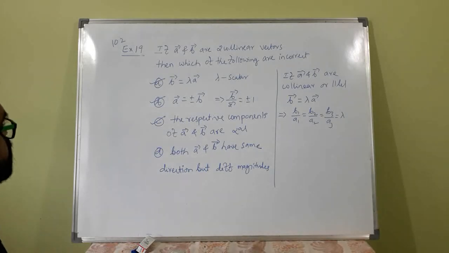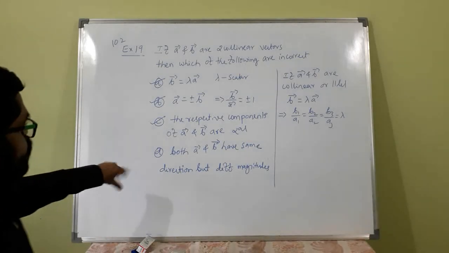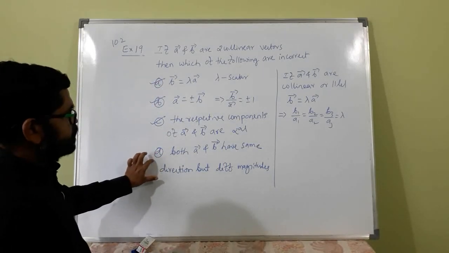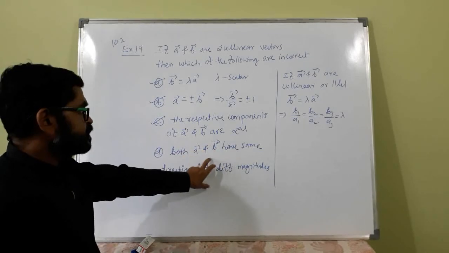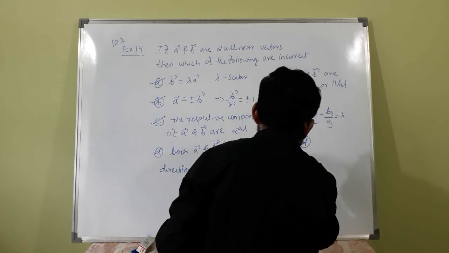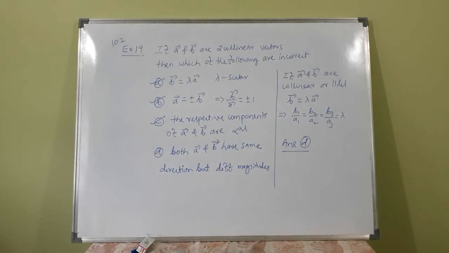And this is partially correct. So D is, among the 4, the more correct answer. This may also be true, but need not be the condition. See, this is partially correct because both A and B may or may not have the same direction. May have the same direction, but magnitude need not be different. It may be the same also. Okay, this completes the 10.2 exercise.